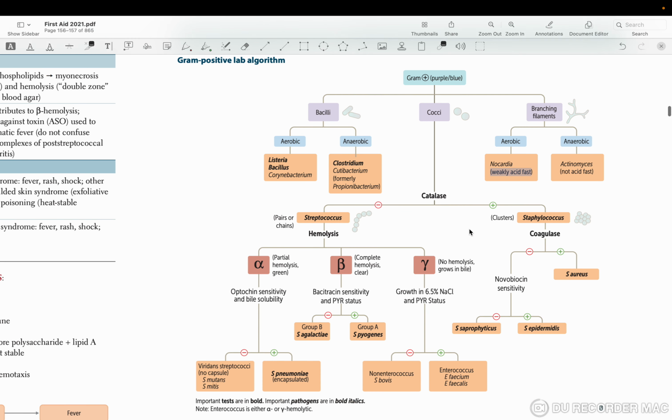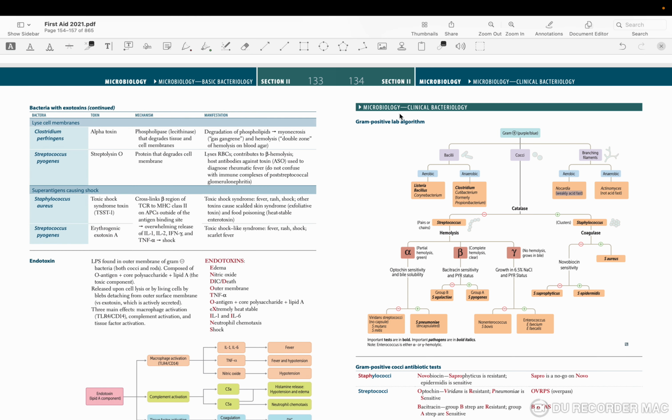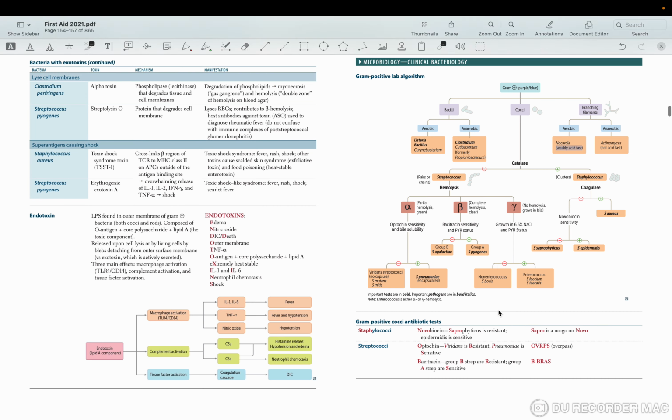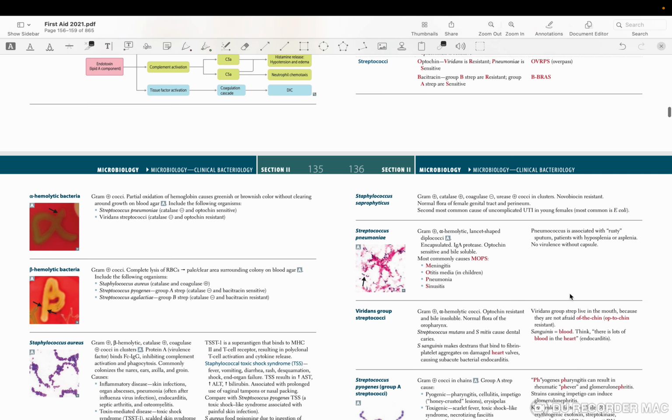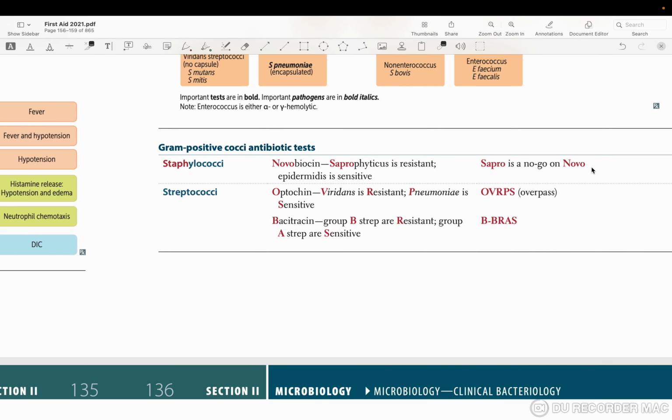So this is everything in the gram-positive laboratory algorithm. It's a lot, I know, but one step at a time, you will be able to cover all of them. So, to be fair, Sketchy makes this a piece of cake.